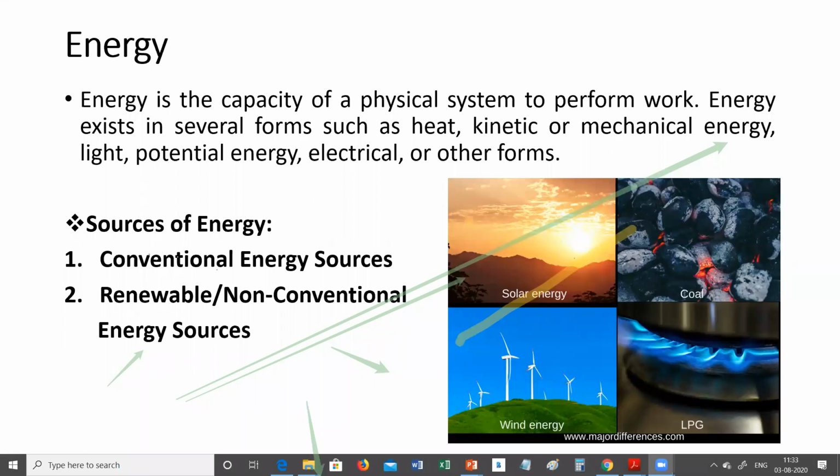So the energy sources are of two types. One is the conventional energy sources, in Marathi we can call as paramparik urja strot. And second is the renewable or non-conventional energy sources. We have become familiar with these sources from the 1960s or 70s onwards, so they are called non-conventional energy sources. There are a lot of definitions of conventional, non-conventional in various books. We can see some standard definitions of them.